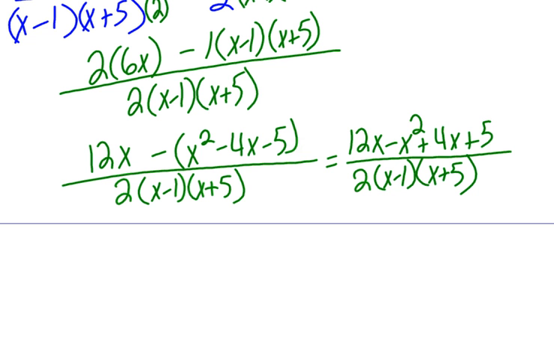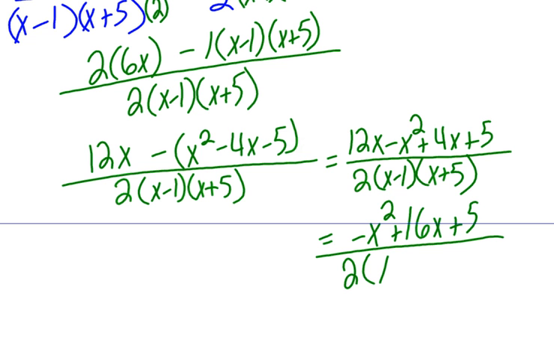Okay, at this point we can combine like terms. Let's try to write this in descending order. I have a negative x squared first. 12x and 4x will give me a positive 16x. And we have just our positive 5. All over 2 times x minus 1 times x plus 5.